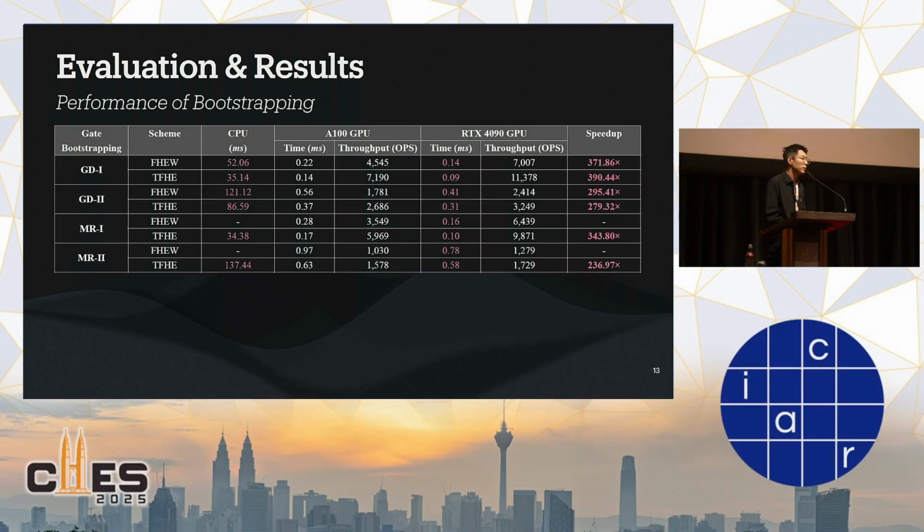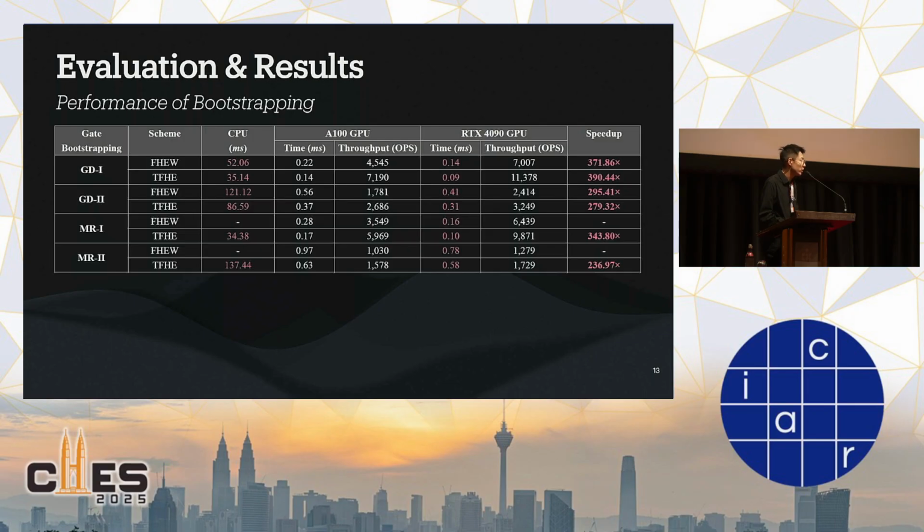Any other questions? Maybe a quick question from my side. Are you efficiently utilizing the tensor cores in the GPU? Is that how you get so much speedup?